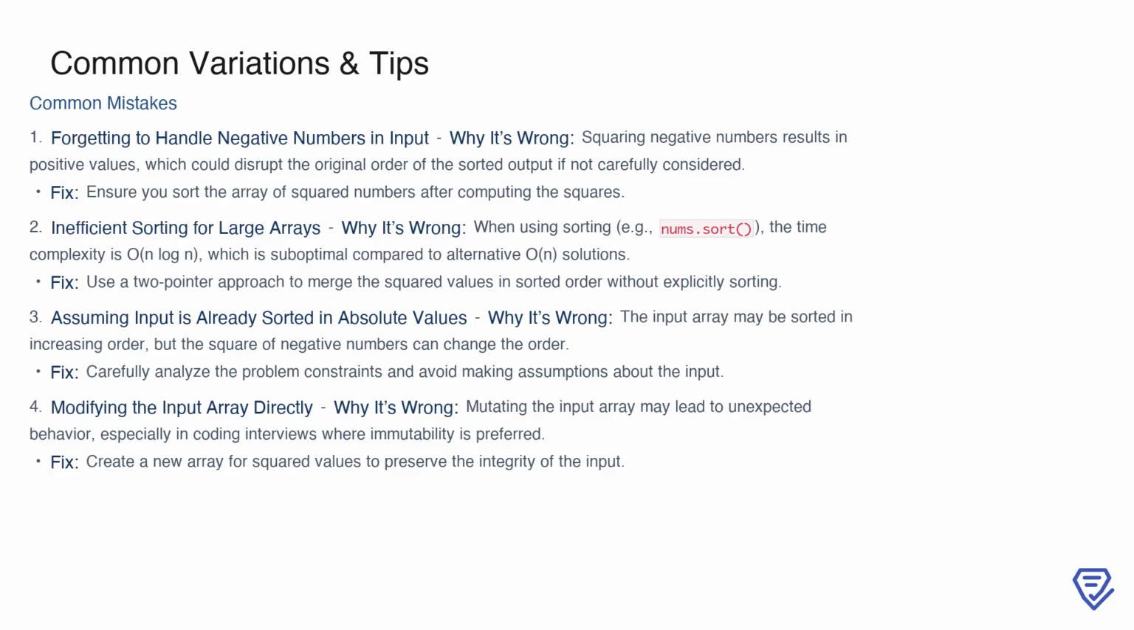Finally, modifying the input array directly can lead to unexpected behavior, especially in coding interviews. It's better to create a new array for squared values to preserve the original input and maintain immutability, which is often preferred in these scenarios.